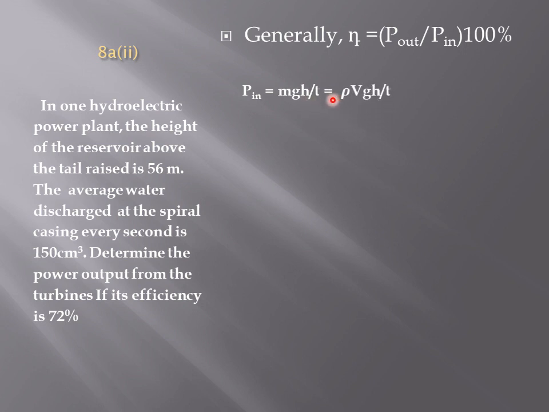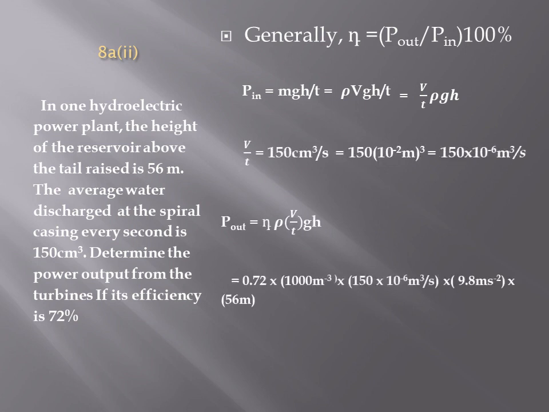But also we have it that the mass of the body is equal to the density and volume. So density and volume are sitting in for mass. Again, the equation is rearranged like this: volume on time. Why do we rearrange it as volume on time? Because we have been told that the average water discharge at the spiral casing every second is 150 centimeters cubed. So this is 150 centimeters cubed per second, which is the volume on time. So it's good to know that.